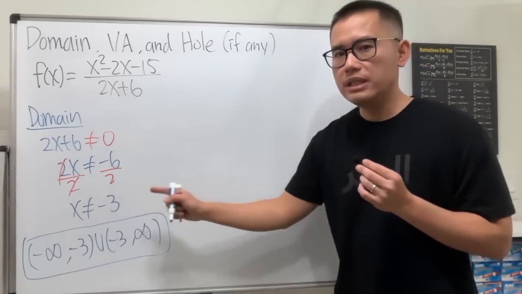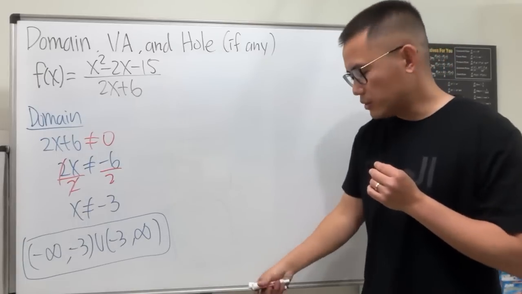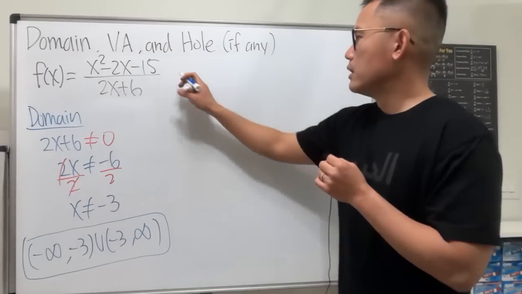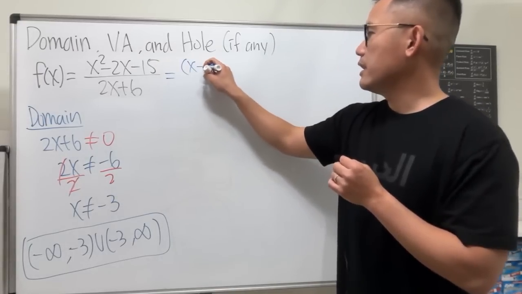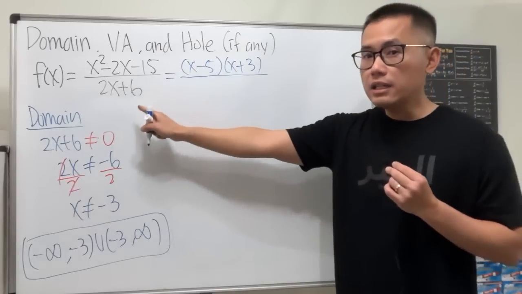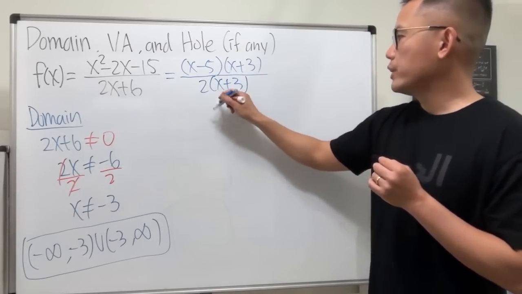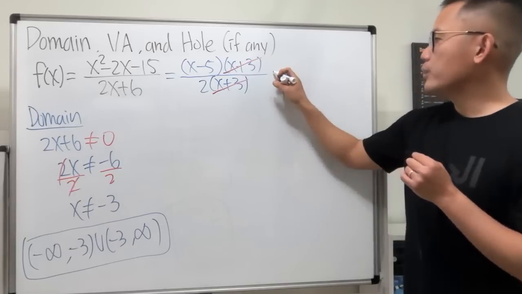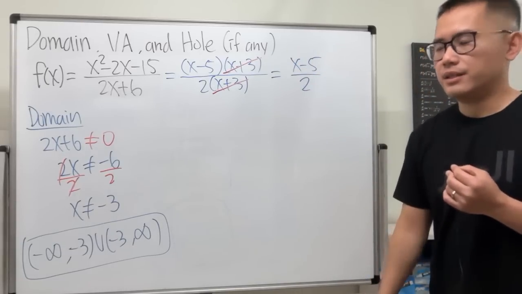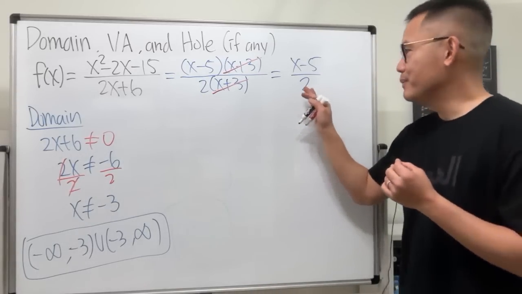Now the question is, is this going to give us a vertical asymptote or a hole? Take a look at the original, and we will have to factor it to make sure if it gets cancelled out or not, right? So for the top, we can factor and get x minus 5 times x plus 3. On the bottom, we can also factor out the 2. So we can cancel out the x plus 3. And then we will have x minus 5 over just a 2. So what do we say? 2 is just on the bottom, very nice.